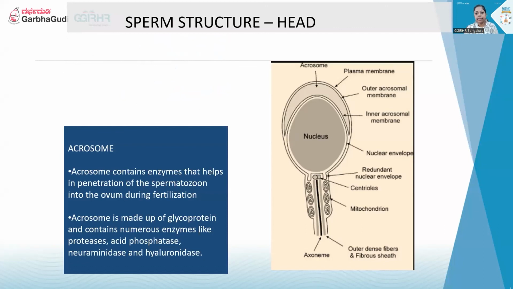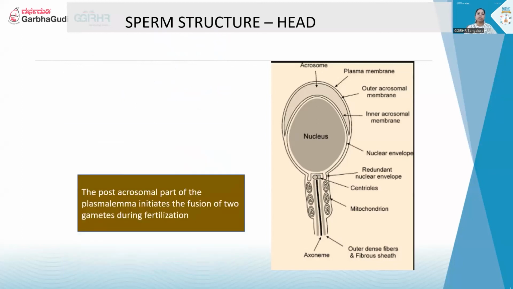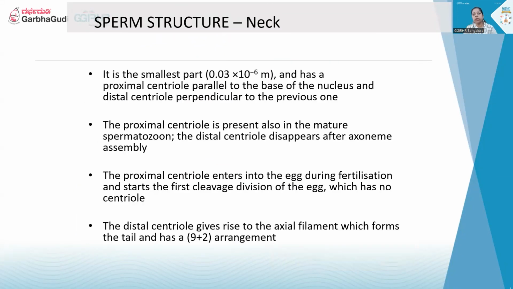The acrosome contains enzymes that help in penetration of the spermatozoa into the ovum during fertilization. The acrosome is made up of glycoprotein and contains numerous enzymes like proteases, phosphatase, neuraminidase and hyaluronidase. The post-acrosomal part of the plasma lemma initiates the fusion of the two gametes during fertilization.